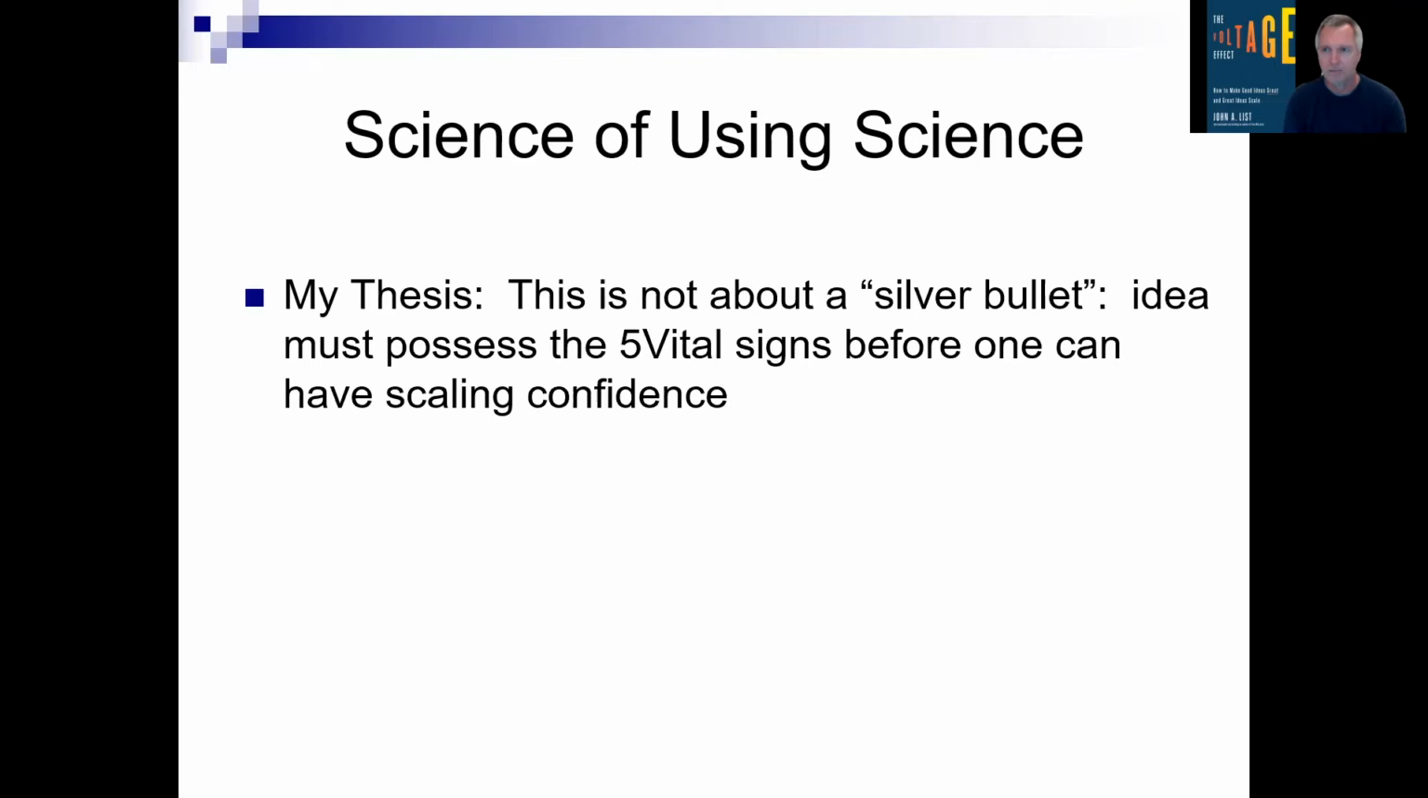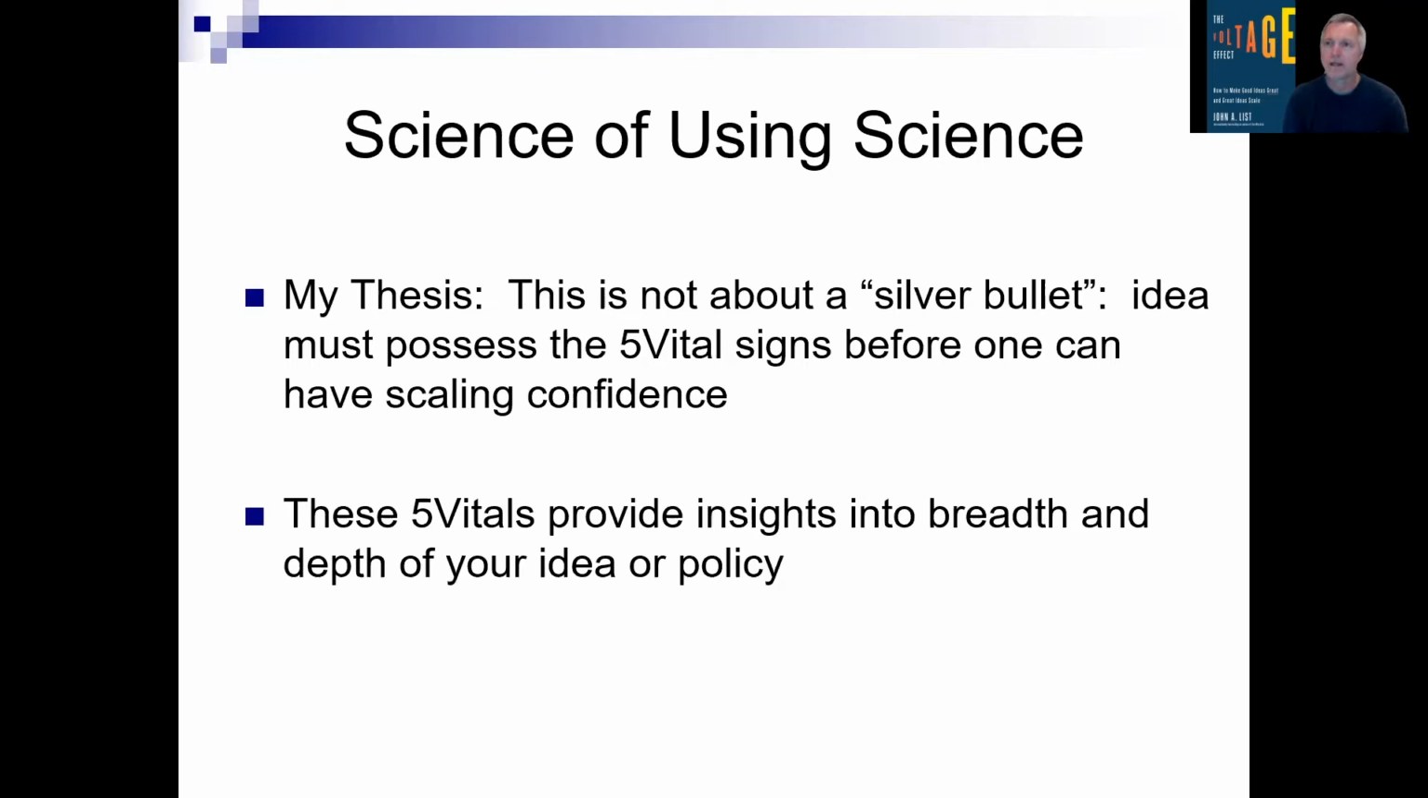The idea must possess the five vital signs before we can be sure that when we scale it, it will scale effectively. Now, in that way, what these five vital signs allow us to do is they're really hiding in plain sight, as you'll see, but they give us really insights about the breadth and depth of your idea. How broadly can it apply? How deep can the impact be? And I argue that's important to know before we roll it out or before we spend a bunch of money trying to make it really, really big, when by its DNA, it has no chance of being big. Okay, so that's the idea now of the science of using science.